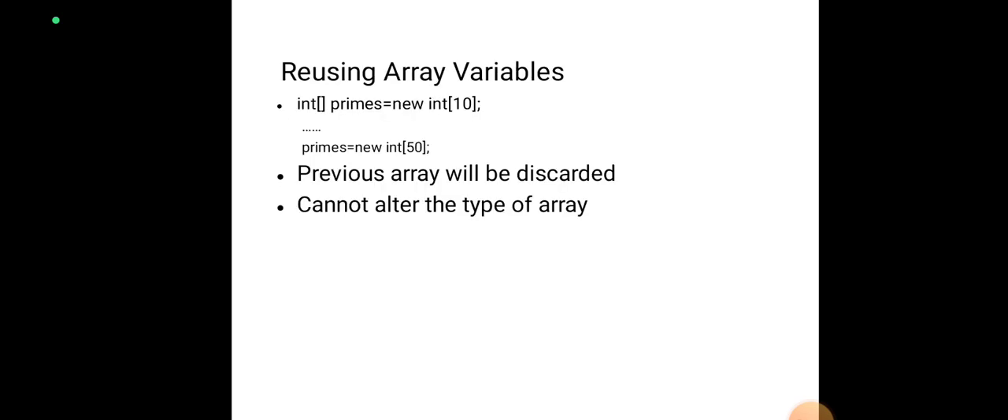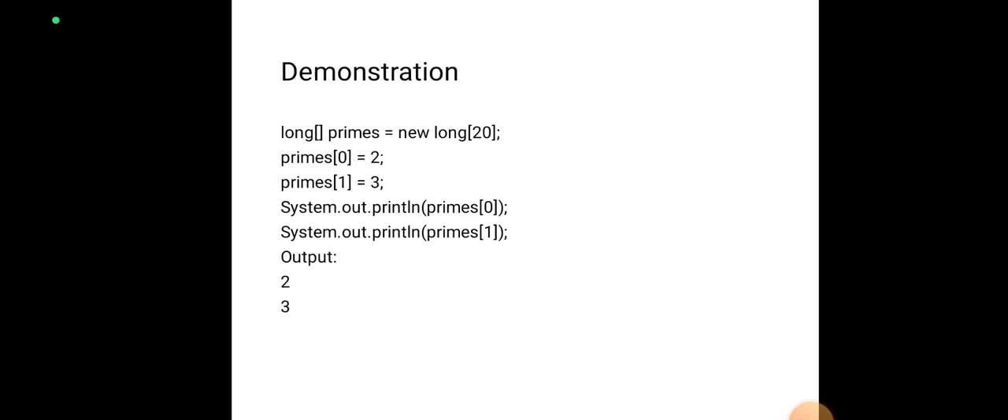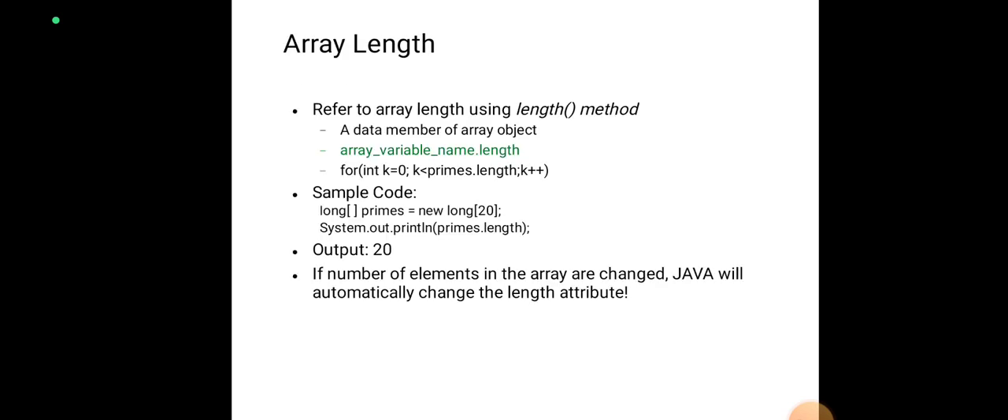Reusing array variables. int[] prime = new int[10]. So the previous array will be discarded and we cannot alter the type of the array. So demonstration: long[] prime = new long[20], prime[0] value is 2, prime[1] is 3. So System.out.println of prime[0] means 2 is printed. System.out.println of prime[1] means 3 is printed. If we give any other values, then we have to initiate the array and declare the variables before initiating it.